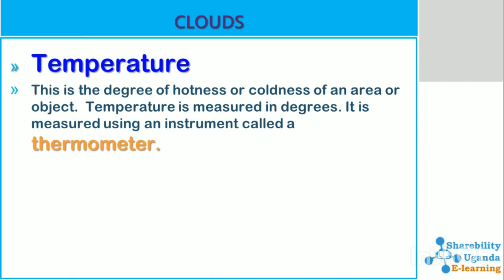And then we have temperature, which is the degree of hotness or coldness of an area or an object. Temperature is measured in degrees, and the instrument that helps us to measure the degree of hotness or coldness of an area or an object is called a thermometer. We have various types of thermometers.